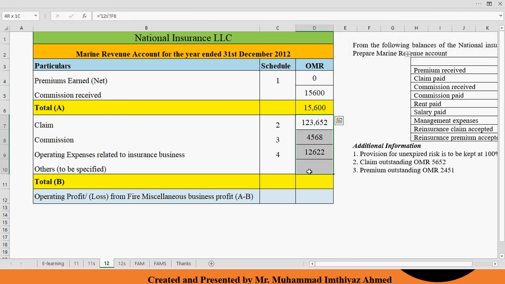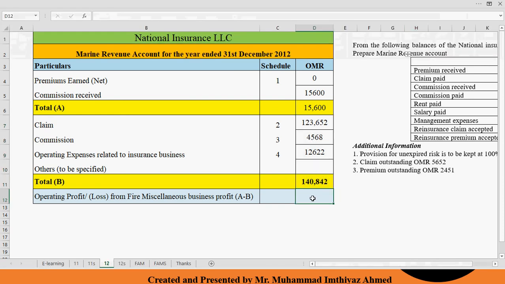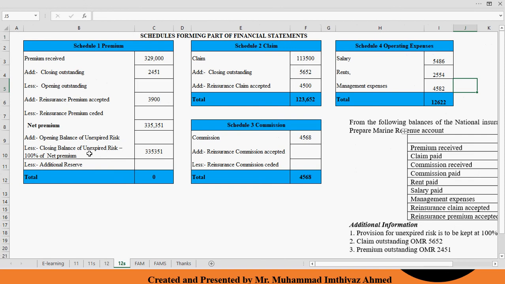and we need to make from 2 to 4, that is our total B. So now A minus B will be our total. In this case, we are getting a negative. It is said to be operating loss. So here we are getting operating loss, that is 125,242. Why are we getting loss? Because in the marine revenue account, we are maintaining 100% unexpired risk of the net premium. Because any accident happens in sea adventure, that is why marine insurance companies are giving 100% claim. So this is the main point we have to carry in mind.